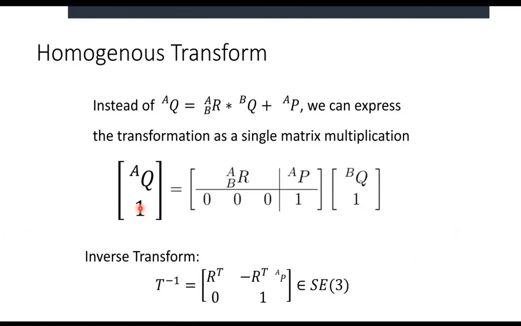It's only there to make the matrix multiplication work out, because all we really care about is this Q in frame A. So we want to be able to go from points in some frame B to the same thing in points in frame A. So let's look at an example of maybe what a homogeneous transform actually looks like.